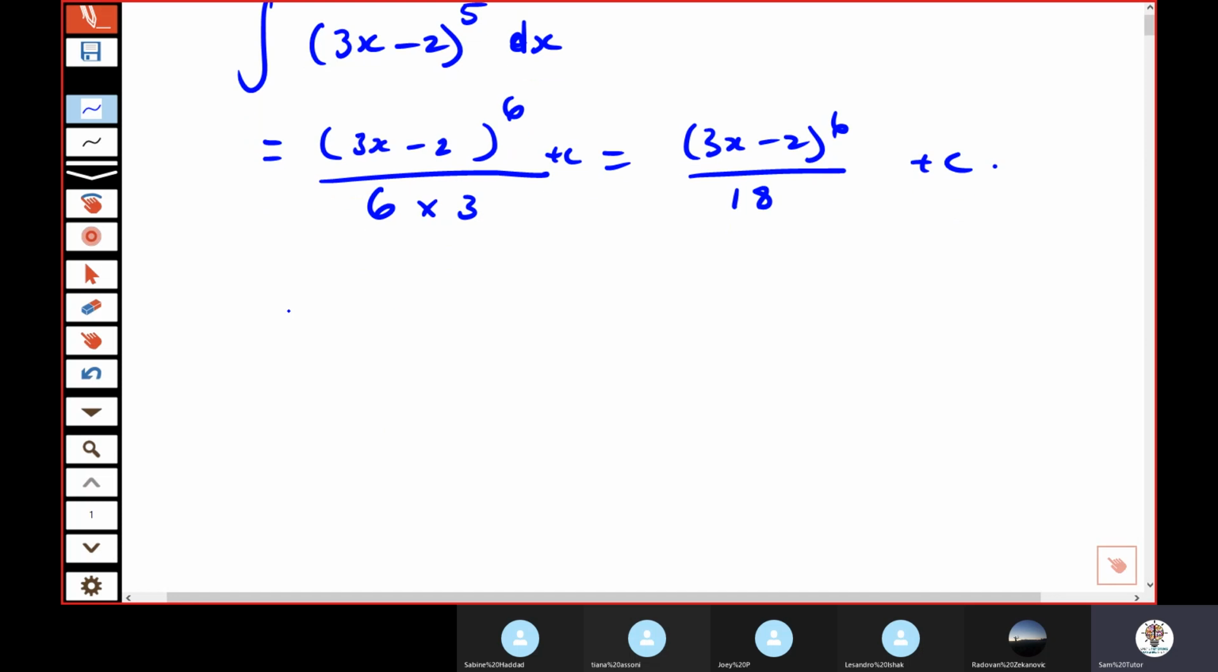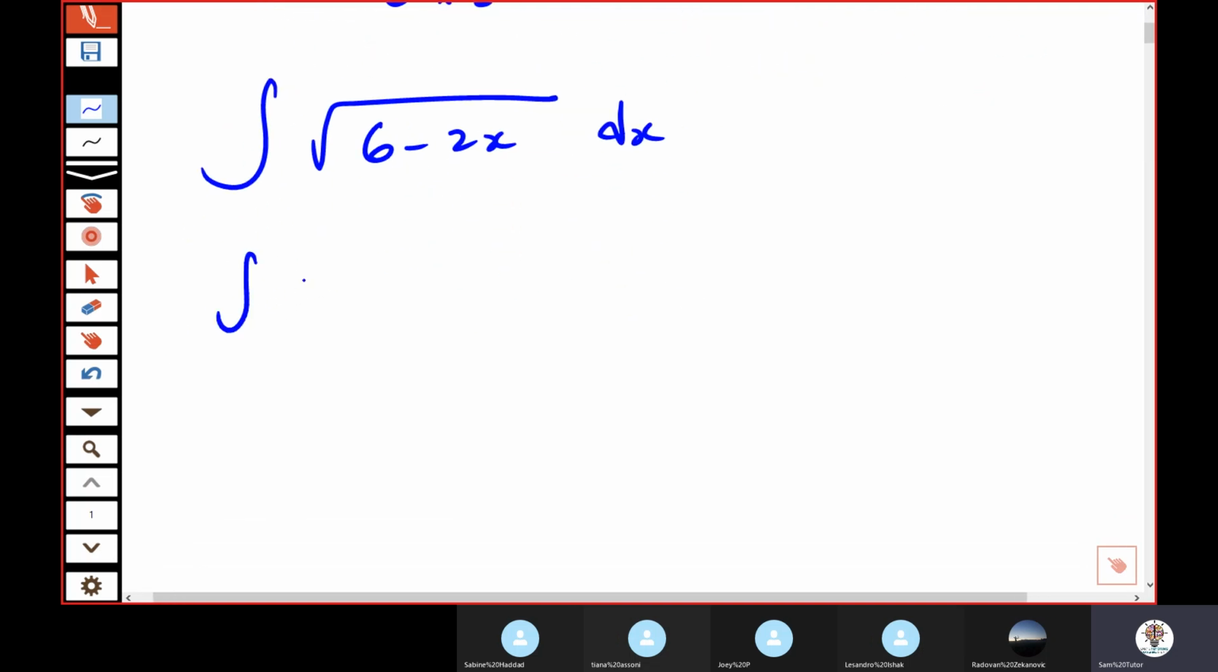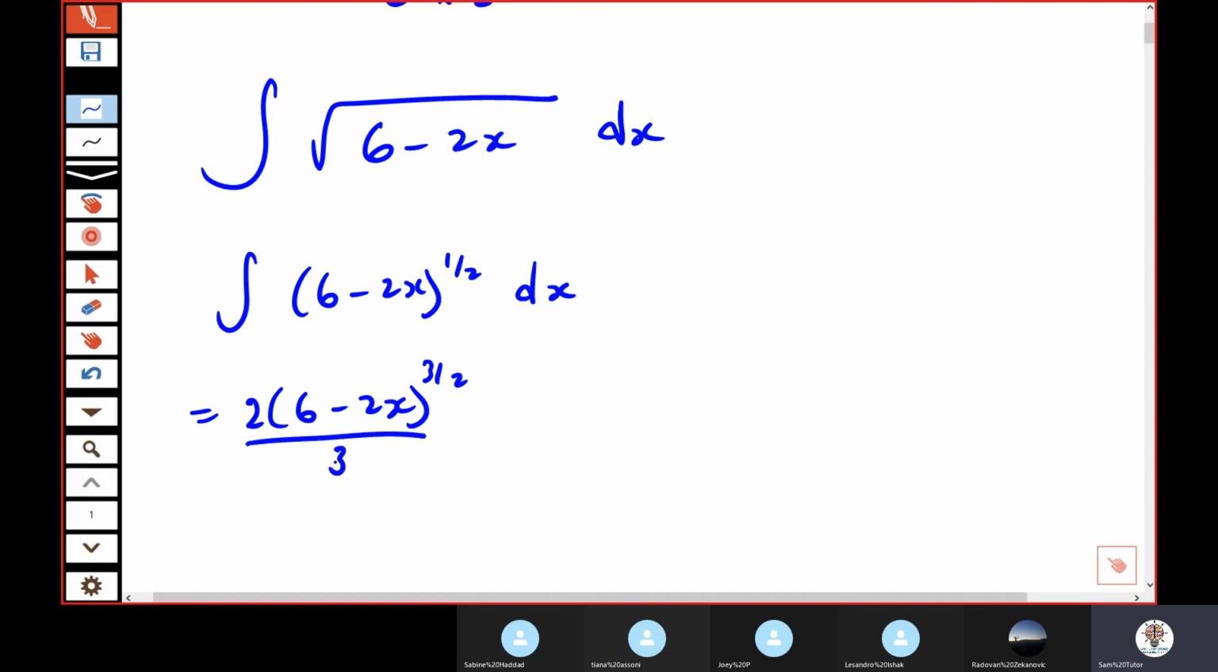And we'll do another one. Square root 6 minus 2x dx. What's my next line? Make it to the power of a half. Next line. See how I still write my integral sign? Next line. 6 minus 2x to the power of 3 onto, then we times it by 2 on 3. 3 is times by negative 2.